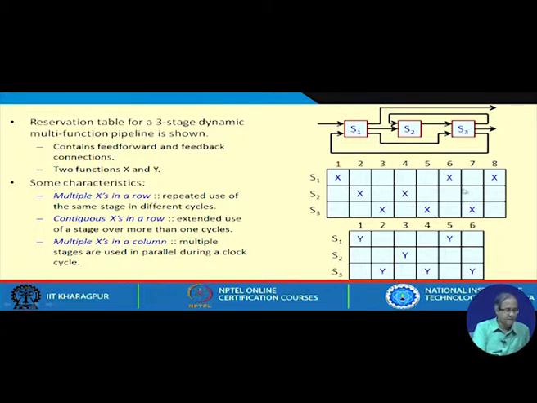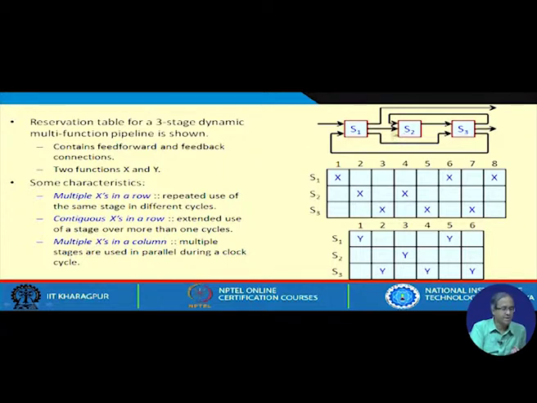For the reservation table, although all of these are not being shown in these examples, the first one shows multiple cross marks in a row. Multiple cross marks in a row means, for example, here it means that for this computation, the stage S1 will be used in time cycles 1, 6 and 8. Stage S2 will be used in time cycles 2 and 4. S3 will be used in 3, 5 and 7. So, multiple x's in a row means repeated use of the same stage in different time cycles.